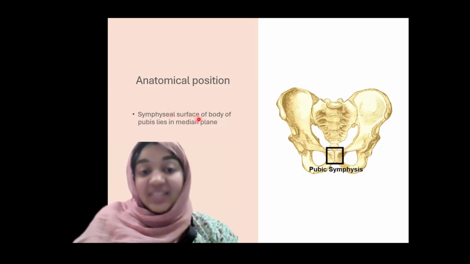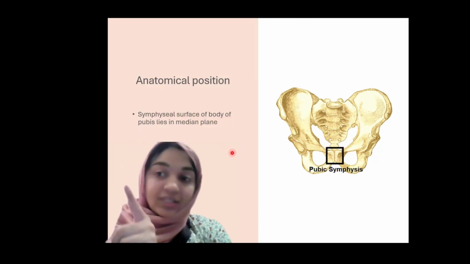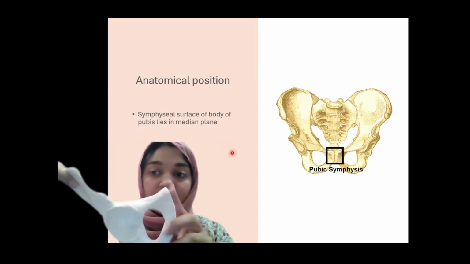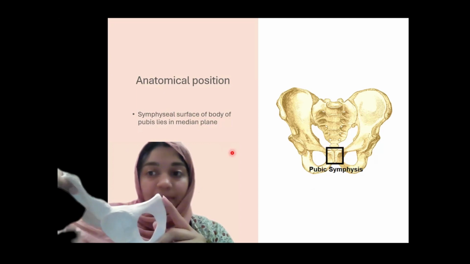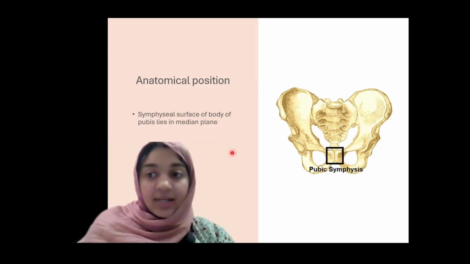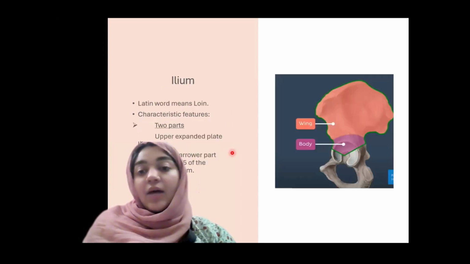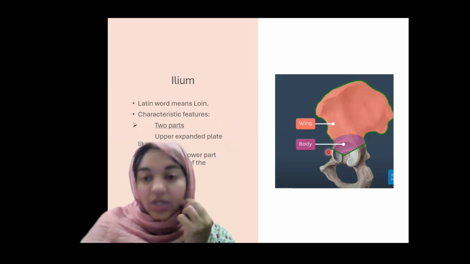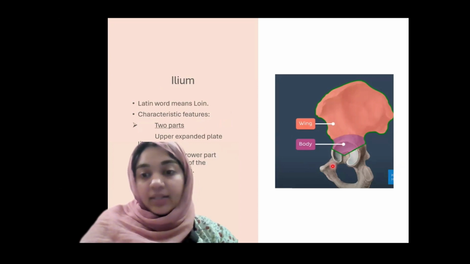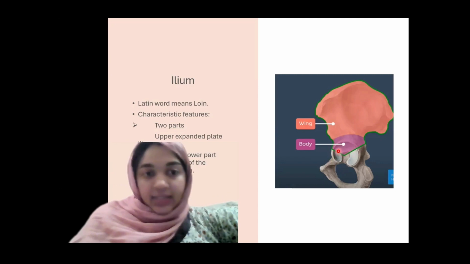The symphysial surface of the body will be lying in the median plane. So this is the symphysial surface of the body that lies in the median plane. So the pelvic cavity lies backwards and the symphysial surface lies in the median plane. Now the ilium, as I told you, has two parts. It has an upper expanded part, which is shown as the orange wing in this image, and it has a purple body that forms 2/5 of the acetabulum, right?